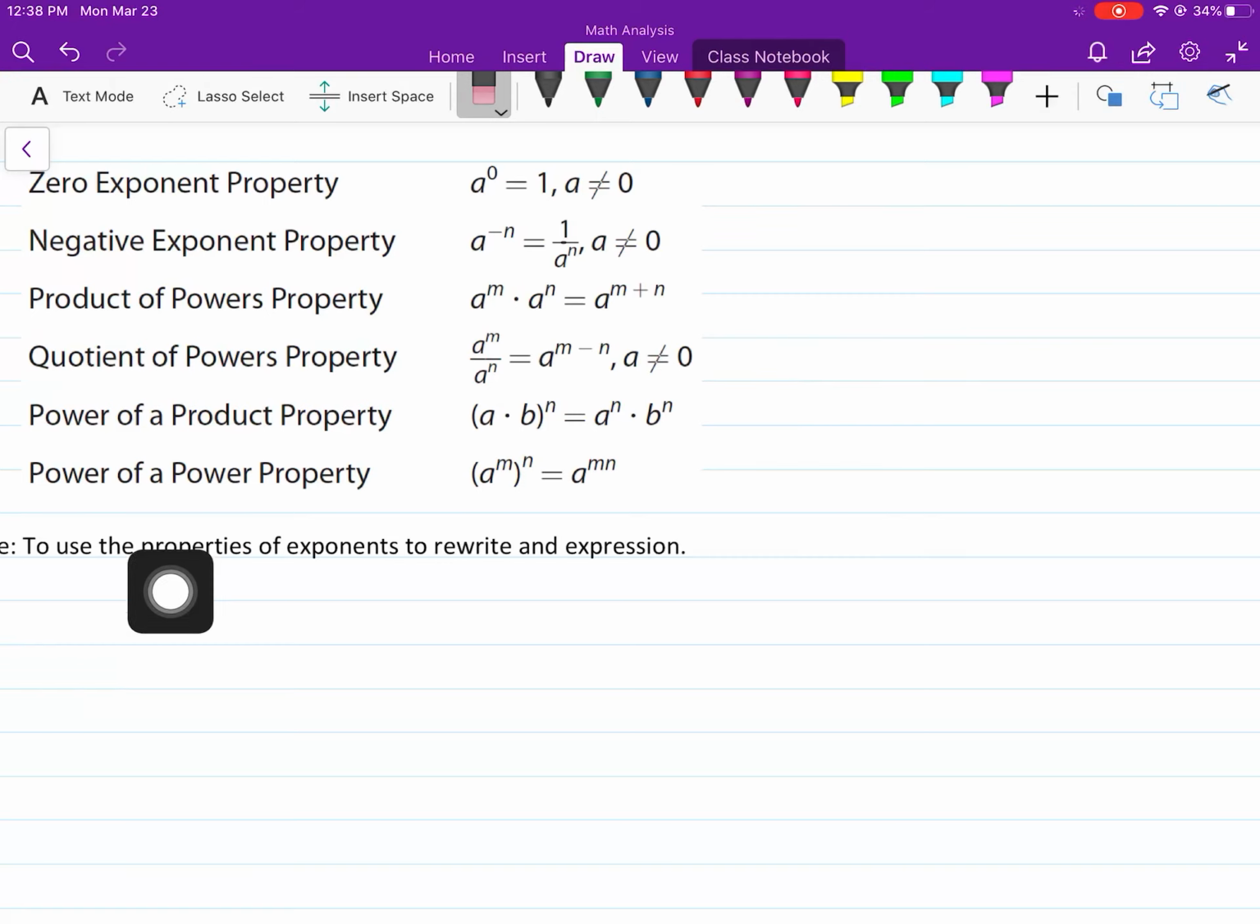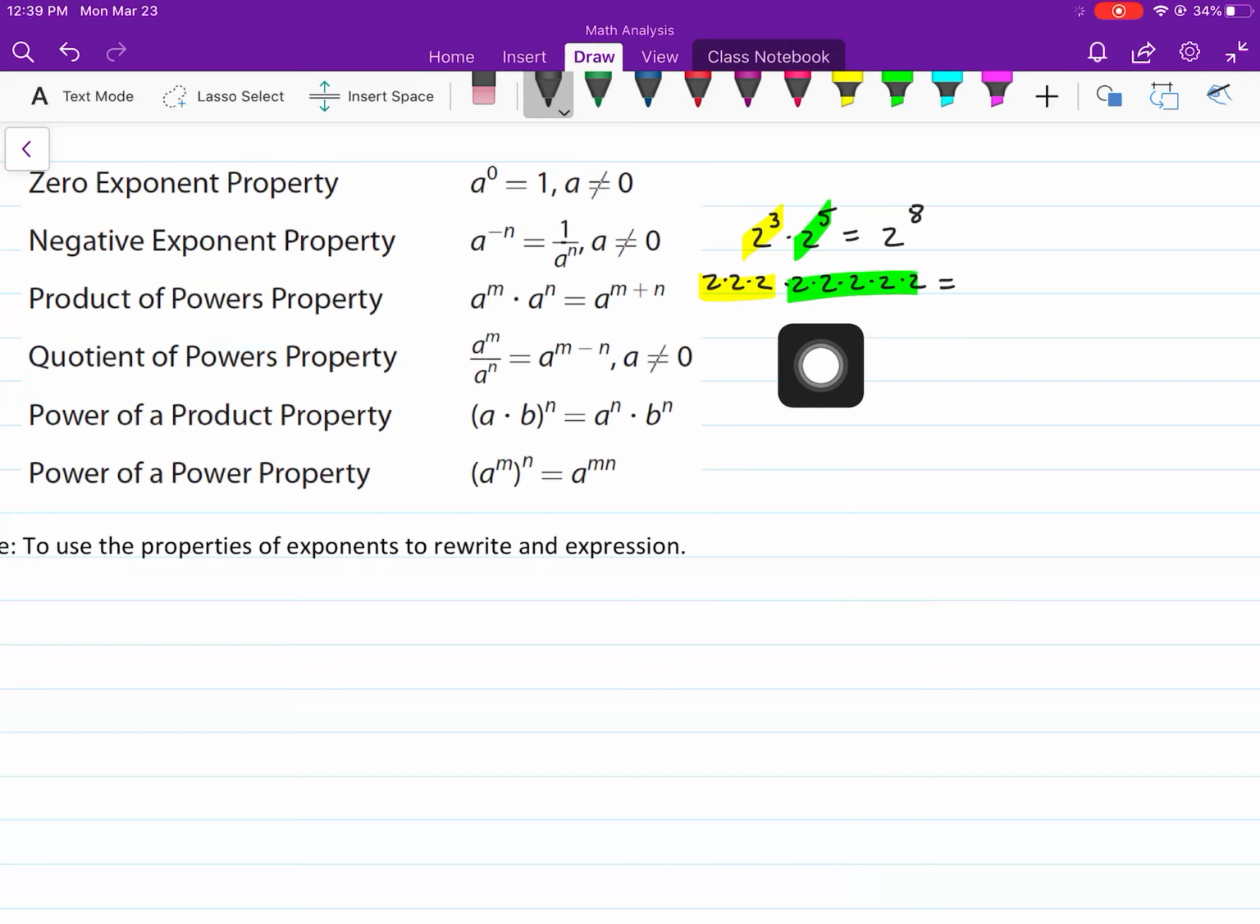Product of powers property, here's our next property. So when you multiply two numbers with the same base, what do we do to the exponents? Well, we add them. So that would be 2 to the 8 in this example. And why is that? Well, 2 to the third is 2 times 2 times 2. And 2 to the fifth is 2 times 2 times 2 times 2 times 2. So how many total 2's would you have there? Well, you would have 3 plus 5 is 8 2's.